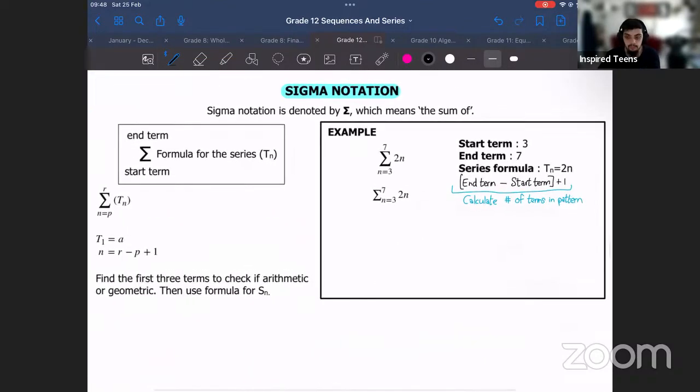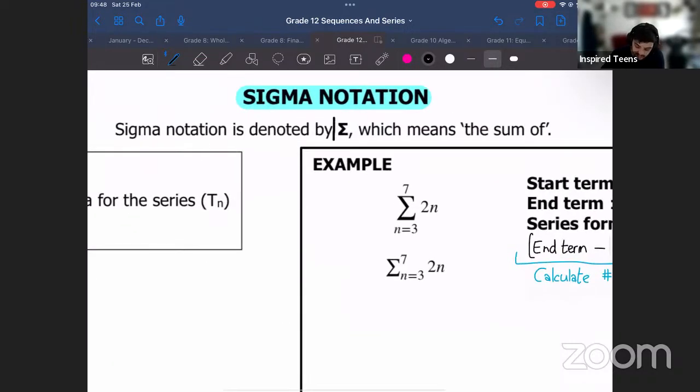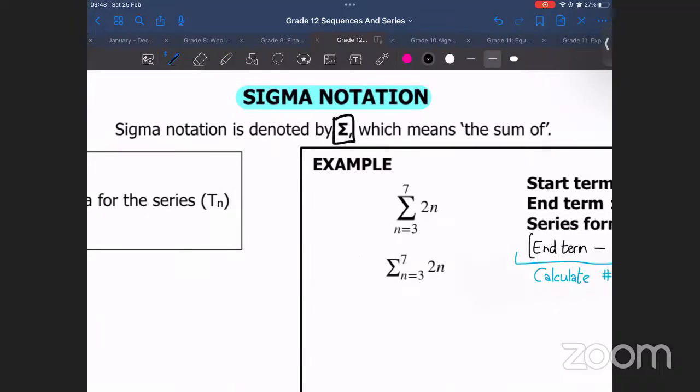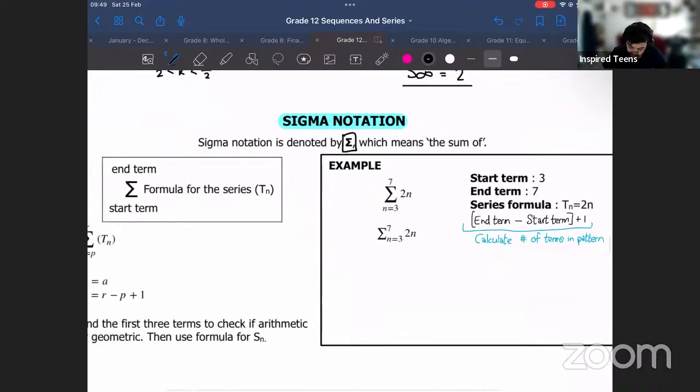Let's move on to sigma notation. Perfect. Okay, sorry, just give me 1 second. I will be back in one. Okay, I lied. That was 15 seconds, but I'm back, right?